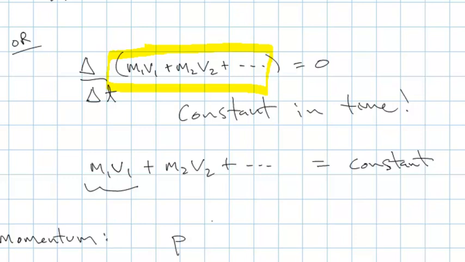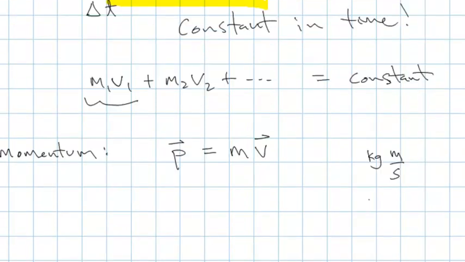We use the symbol p, lowercase p. I don't know why we use a p for momentum, but we do. And that equals the mass times the velocity. Momentum is a vector quantity. It points in the same direction as the object's velocity. And it has units kilograms meters per second.